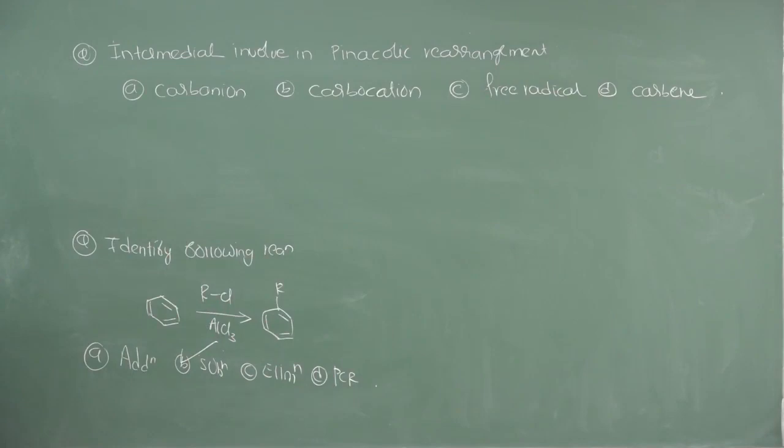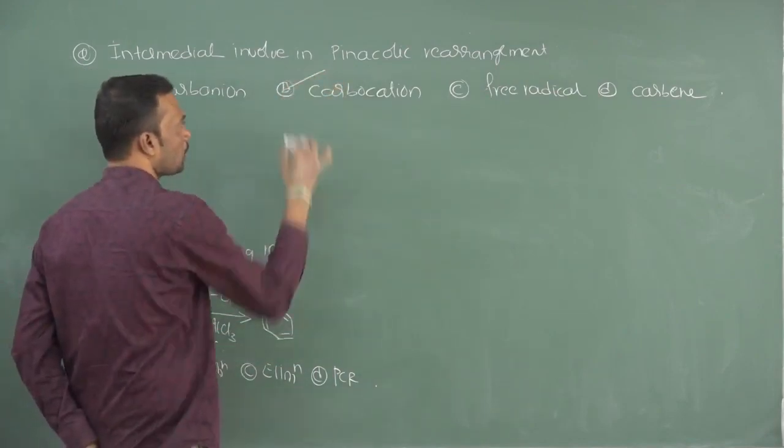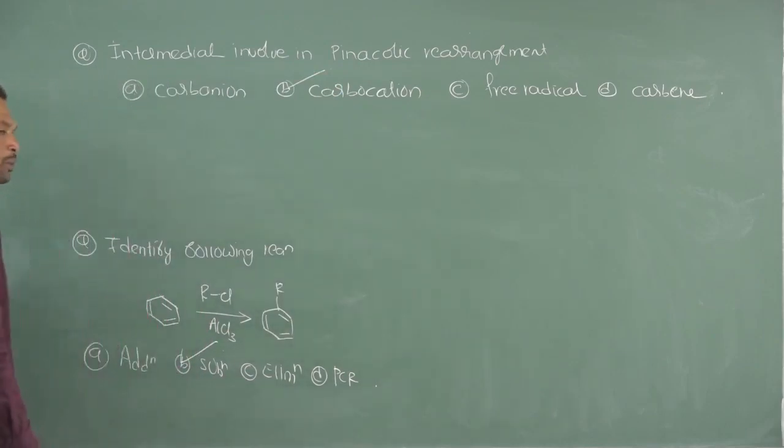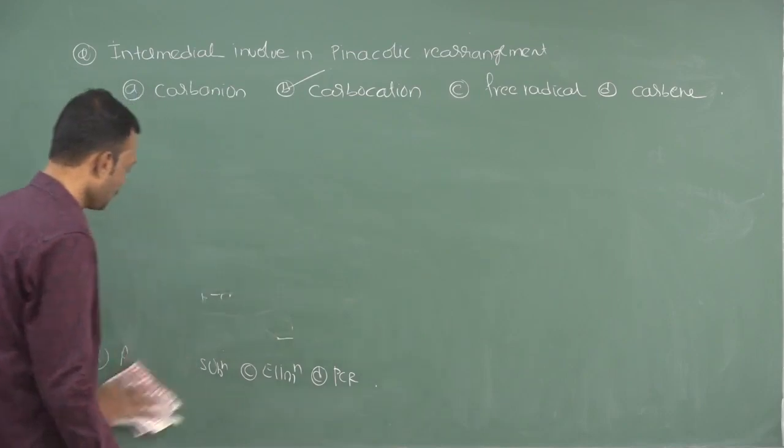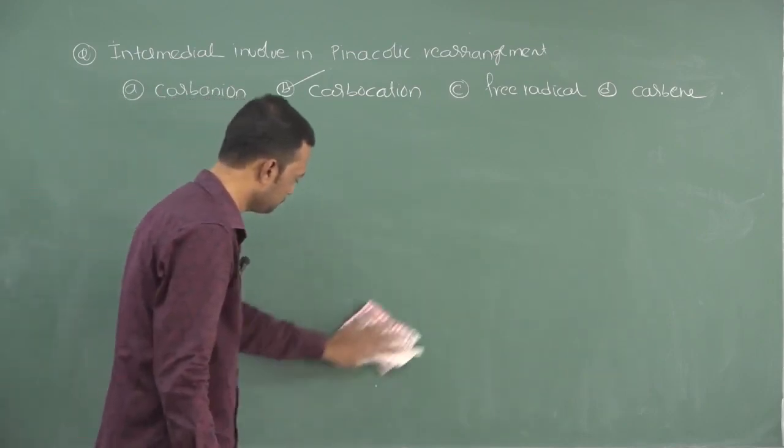If you know the mechanism, then only is it possible to predict. Already explained, it proceeds with a carbocation intermediate. Pinacolic rearrangement is an example of unstable carbocation going to stable carbocation, and finally alcohol is converted to ketone. That's why it is called pinacolone. Pinacolone is nothing but a carbonyl compound.